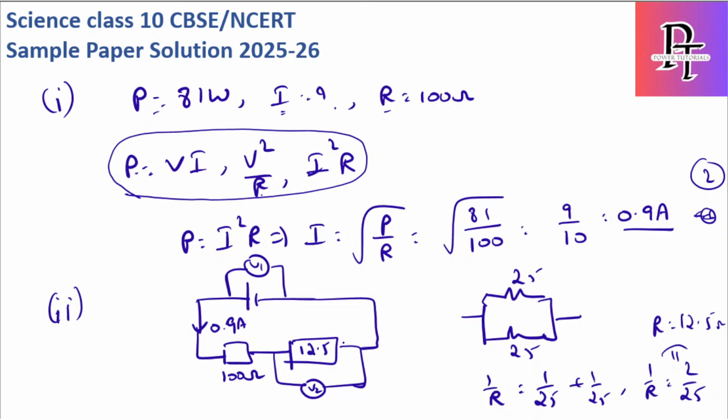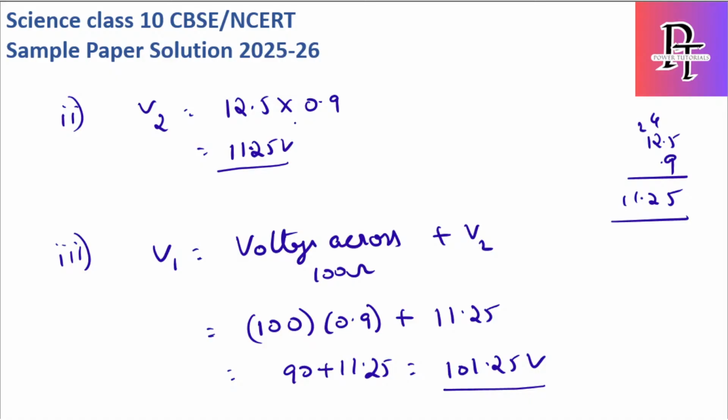Then we have the second part where we have two resistors in parallel. So the 25 and 25 parallel combination will become 12.5. Based on that we have the current value. The same current will flow through here. So simply 0.9 into 12.5 will give you the voltage across the 12.5 ohms. Then we got the V1 value. V1 is the voltage across the 100 ohm resistor plus V2. So it is 100 into 0.9 plus 11.25. So the final value will become 11.25.